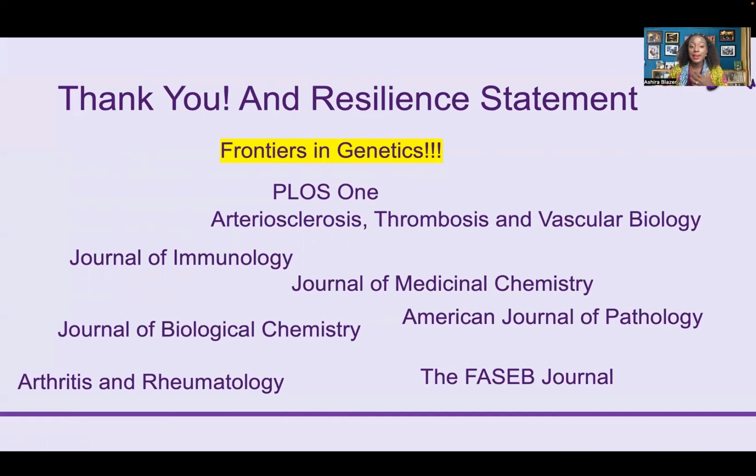But despite that, I kept going, with the help of all of my mentors and all of my co-authors, and this eventually got published in Frontiers in Genetics. So I'm very proud of this work. I hope that it was informative to you, and I hope that you enjoy the rest of your day.